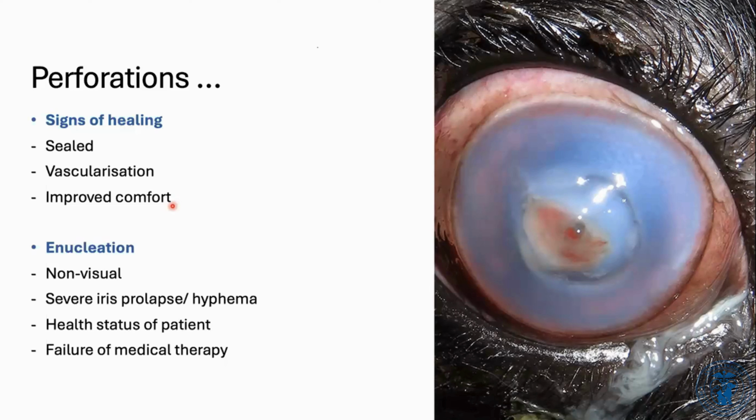And when to go for an enucleation? If the pet I am presented with is in a lot of discomfort and almost half of the iris is prolapsed out, or the pet is non-visual, if there is bleeding in the anterior chamber and a lot of iris is lost in the prolapsed part, and the health status of the patient is not good enough that it can withstand so many medications, or even my medical therapy fails, then I would go for enucleation.